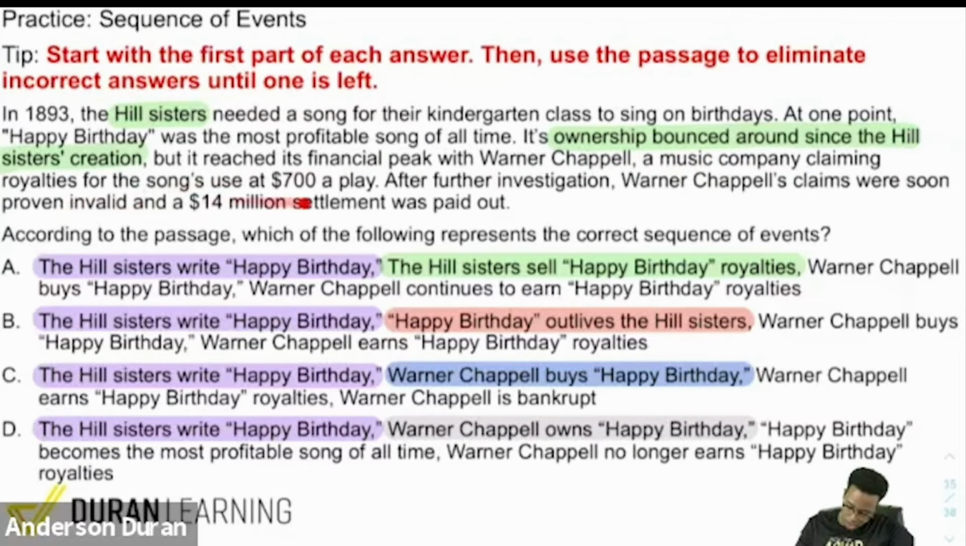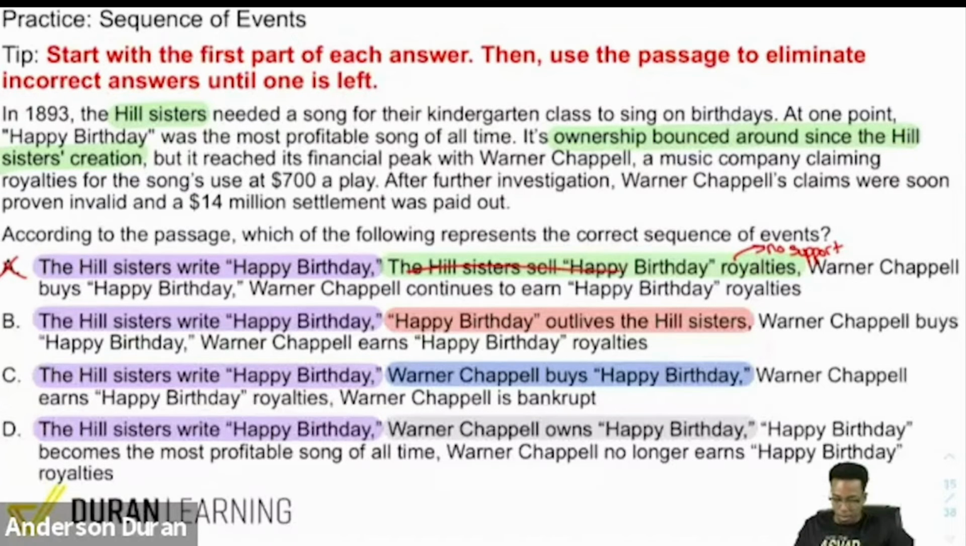Did the Hill sisters sell the song? Sell the royalties? No, we can't prove it. We can't prove that they sold the royalties. And because we can't prove it, no support for that. We can't say it happened. B, Happy Birthday outlives the Hill sisters.